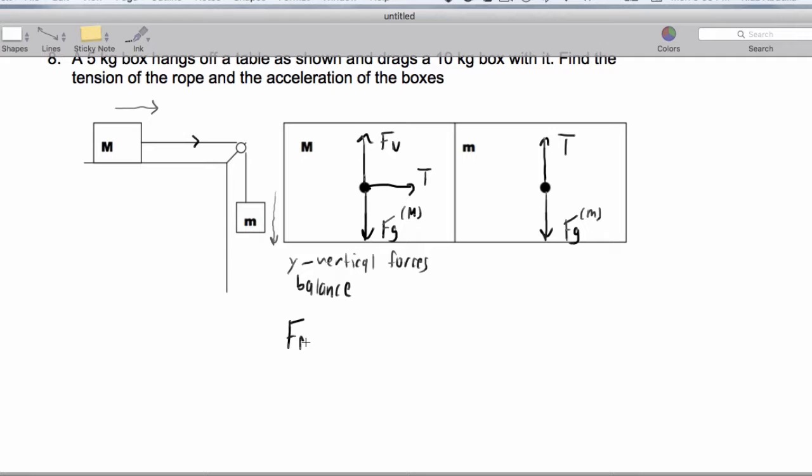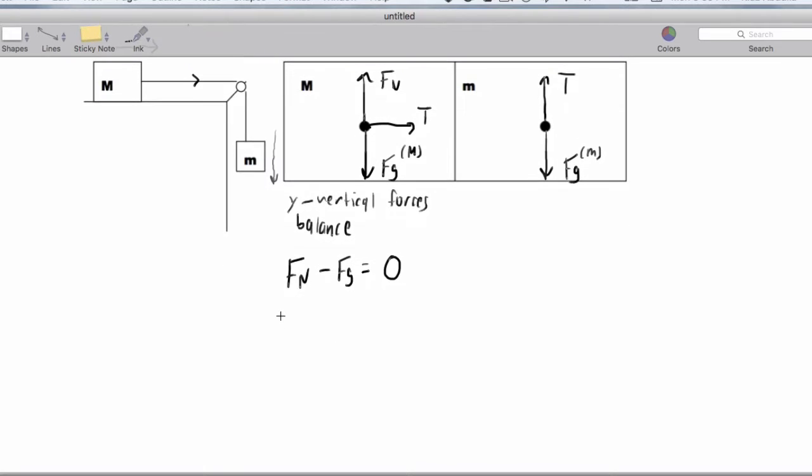So Fn minus Fg equals 0. And in the horizontal direction, we have acceleration. So we have the tension equals big M times its acceleration. And previously we said that these forces are congruent and these two forces are congruent too.